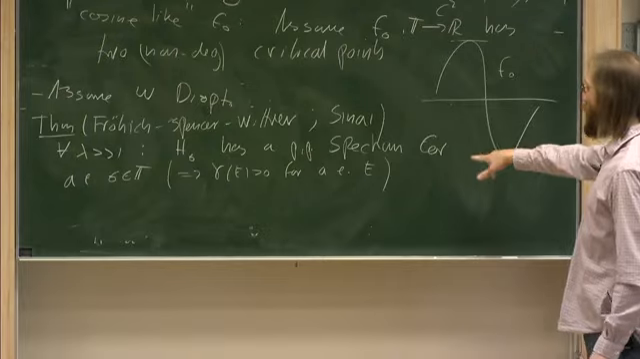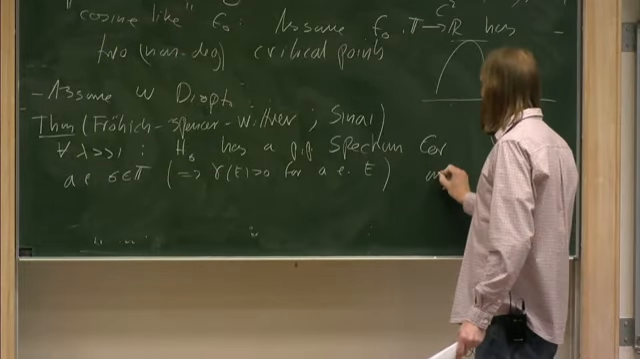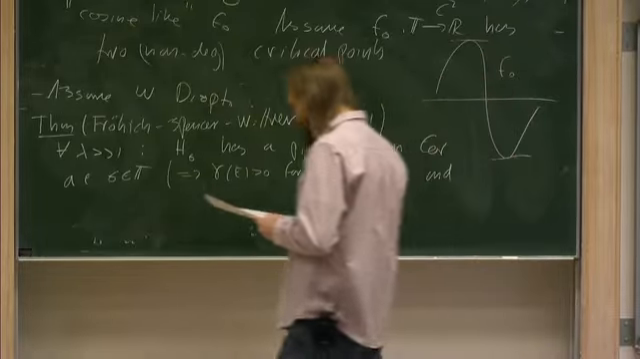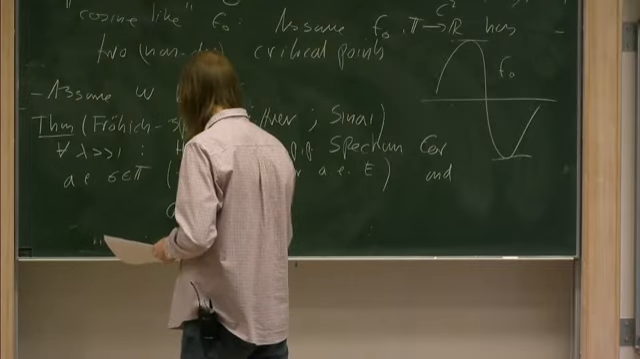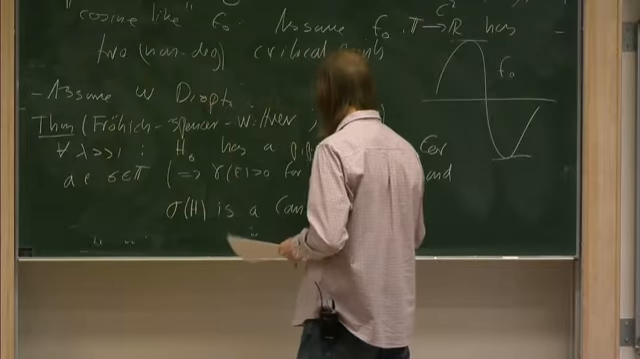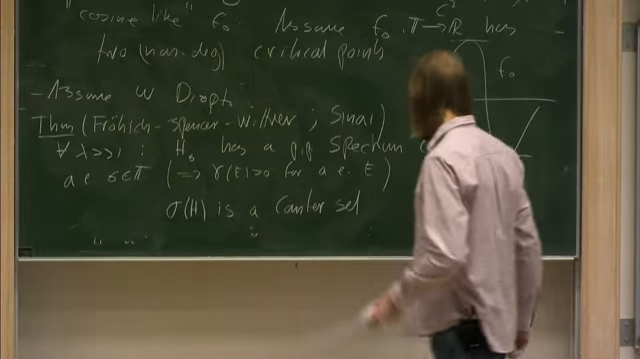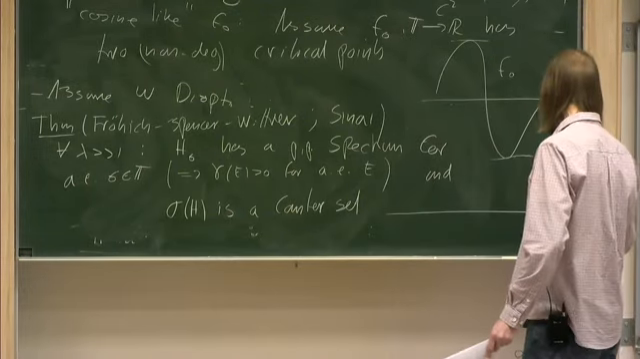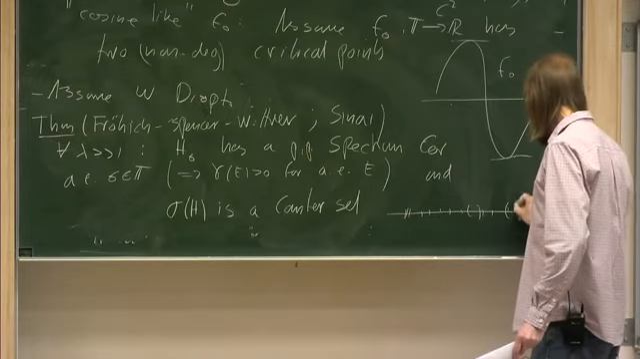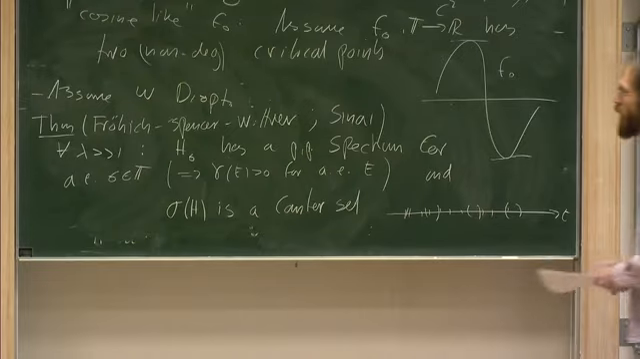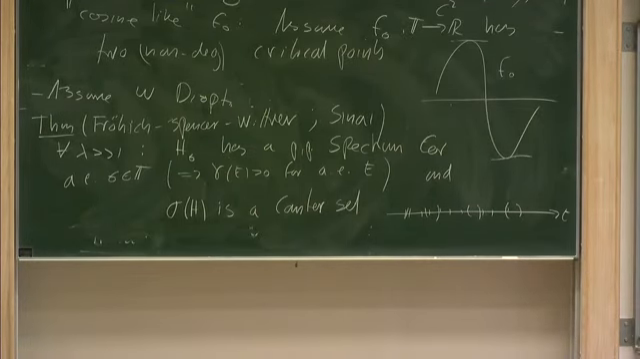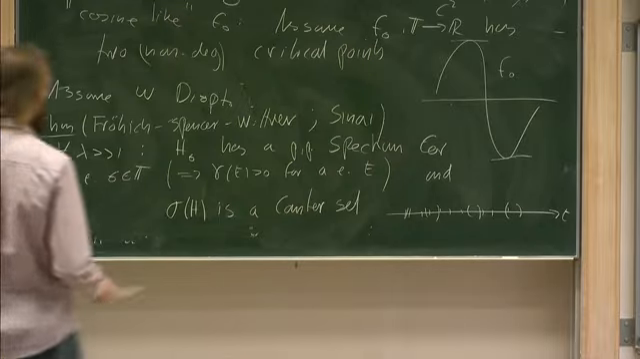So it has a pure point spectrum, and Sinai can also describe the geometry of the spectrum, so he proves that the spectrum is a Cantor set. So if this is the E axis, we have this Cantor set, which is the spectrum, which is for us the parameters for which the map is not uniformly hyperbolic.